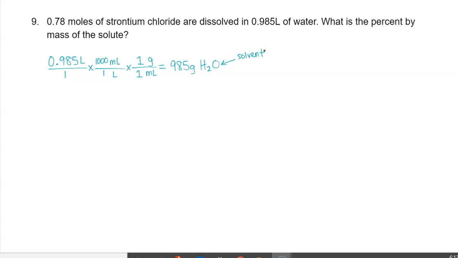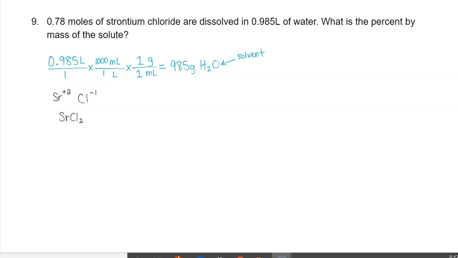Now we just need to figure out the mass of our solute, which is strontium chloride. Before we go any further, we are going to have to make a mole to gram conversion, which means we need the correct formula for strontium chloride. So let's go ahead and do our crisscross. Strontium is Sr, and it has a positive 2 charge. And then chloride, that "ide" ending, tells us that it's the element chlorine on the periodic table, which has a -1 charge. So our formula is SrCl2.